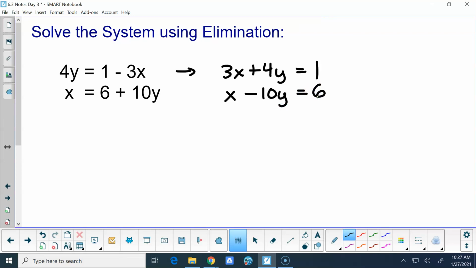Add 3x to the top equation. Get the x's out the front. Subtract 10y from the second equation. Again, line everything up. We want everything in order. Order is key. I would then multiply the bottom equation by negative 3.